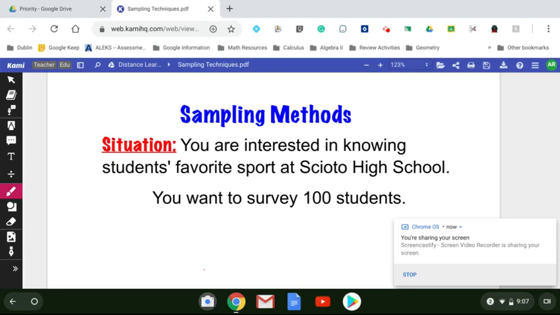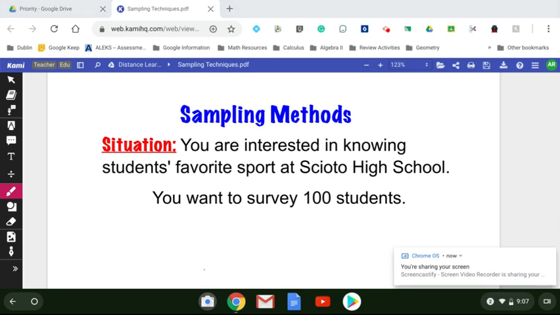So today we're going to look at something called sampling methods. So here's our situation. You're interested in knowing students' favorite sport at Scioto High School, but it would take way too long to survey all 1,300 students at Scioto. So you just want to survey a sample of the whole population. So let's say, for example, you want to survey 100 students. That's going to be our example as we go throughout today with our sampling methods.